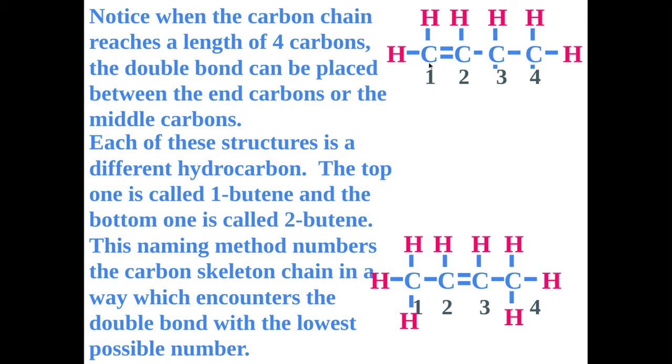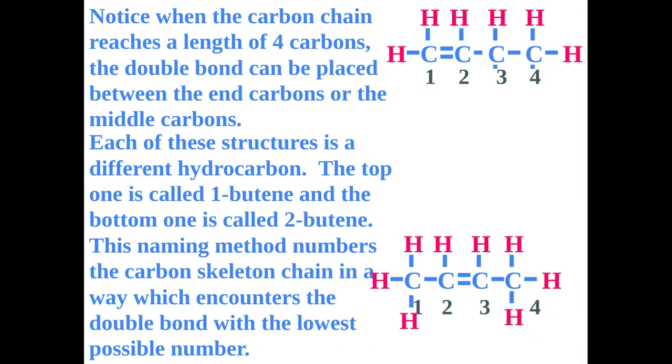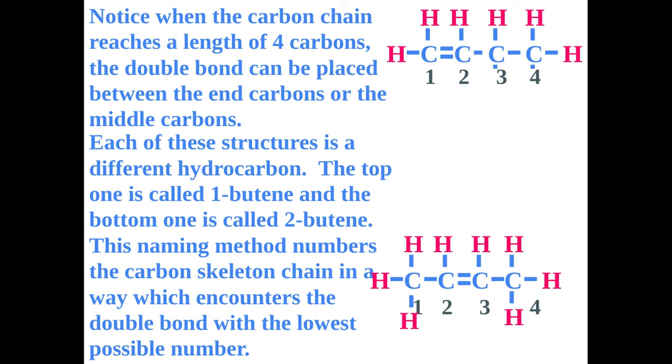So 1 meaning where the double bond is, but meaning 4, and E meaning that double bond. This bottom one here, if we put the double bond in between the 2 middle carbons, this is between carbon 2 and 3. So the bottom one is called 2-butene. And again, this naming method numbers the carbon skeleton chain in a way that encounters the lowest possible number. So again, if we put a double bond in between these 2 here, we wouldn't have 3-butene, because we could actually number this 1, 2, 3, 4. We're just choosing to number it from left to right. We can number it from right to left. It doesn't matter. Again, we always want to have the lowest possible number though.